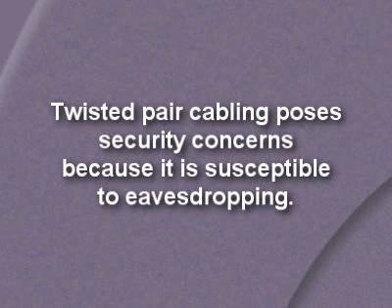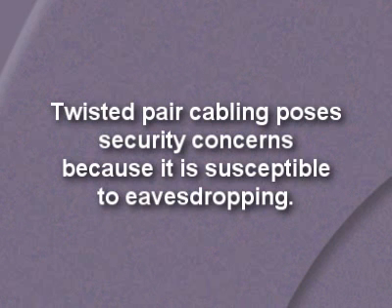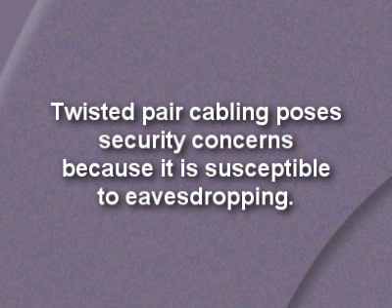If you have the right equipment, and if you have a mindset that's bent to do so, you could actually pick up some of those ghost signals and capture it and see what data is being transferred on that twisted pair wiring. So there are some security concerns. Like I said, coaxial is a little bit more resistant to eavesdropping. Twisted pair is a little more susceptible.